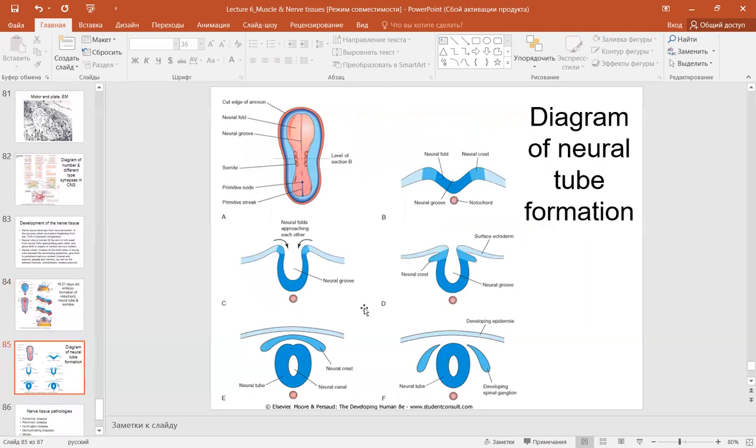Here you have the more distinct formation of the neural tube, folding of the neural plate, neural groove formation, neural folds formation, neural crest region, closing of the neural tube with respect to the notochord, with respect to the developing epidermis, forming the neural crest conglomerates and neural tube components with the central canal.